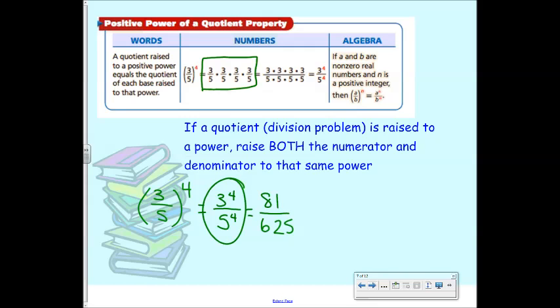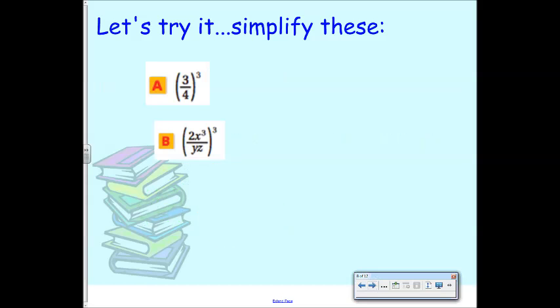So then what would A look like? 3 to the 3rd over 4 to the 3rd. Good. Can you subtract those? No, why not? They don't have the same base, so you just leave it alone. All right, what about B? Distribute it to everything that's inside of there, so there's a lot going on there.